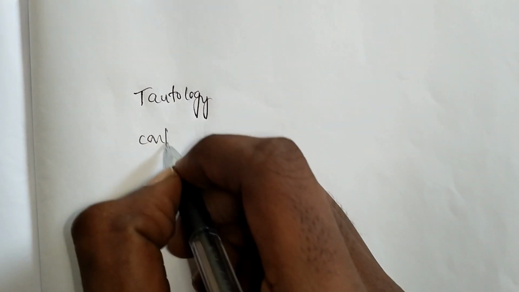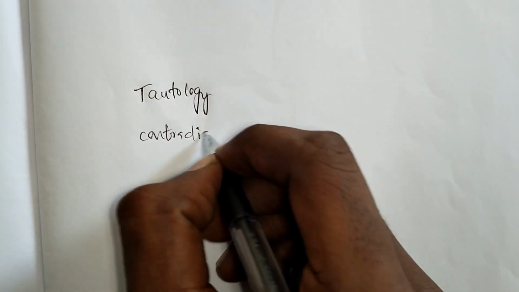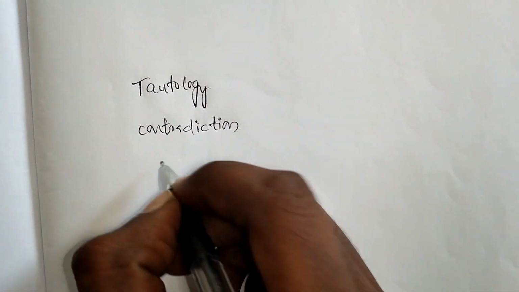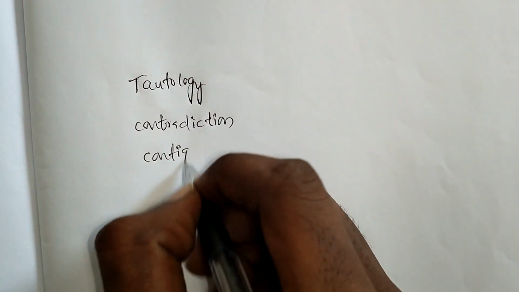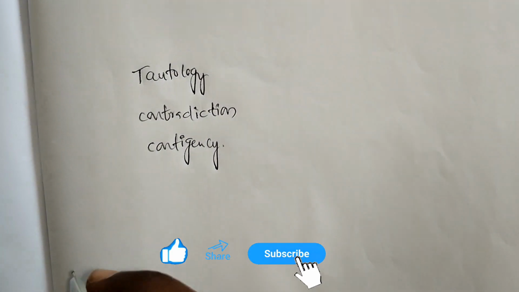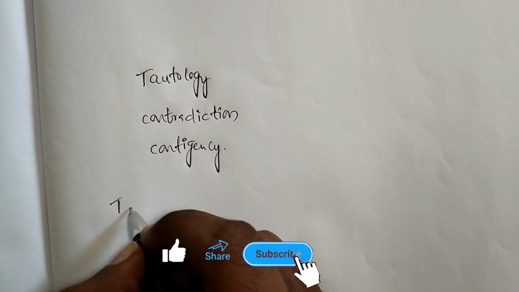Tautology, contradiction, contingency. Let's see the definition of tautology.